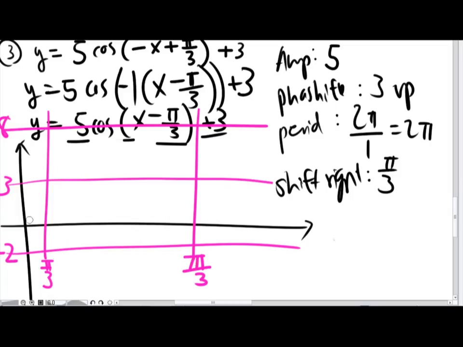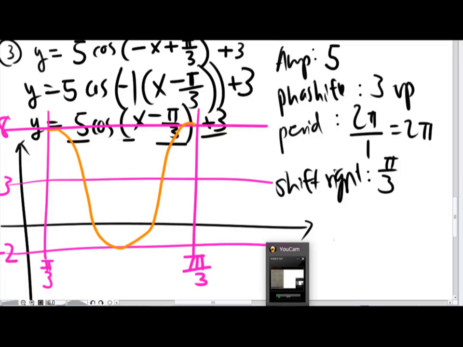Okay, so we could just draw the cosine curve now, and that's just this. So the orange line is one period of the graph of y equals 5 cosine negative x plus pi over 3 plus 3. And that is the last equation of this video.